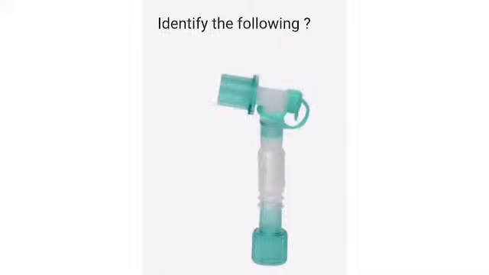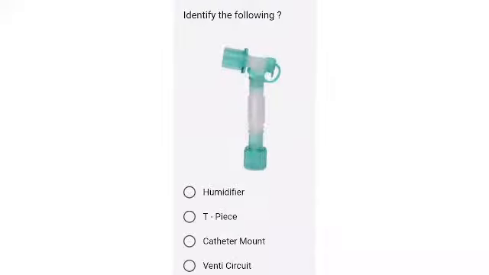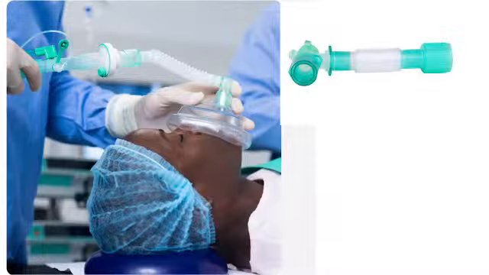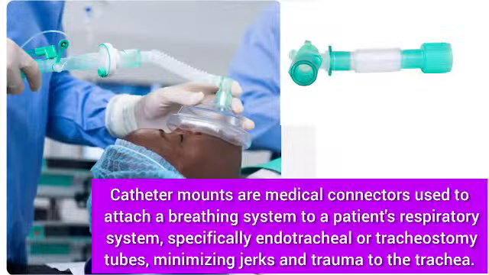Now look at the pictures. So what is that? Option A, humidifier. Option B, T-piece. Option C, catheter mount. Option D, venti circuit. So what is the correct answer? Can you guess from the picture and tell me? The correct answer is catheter mount.